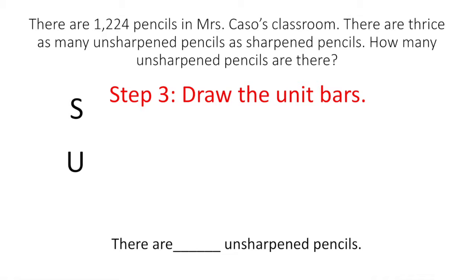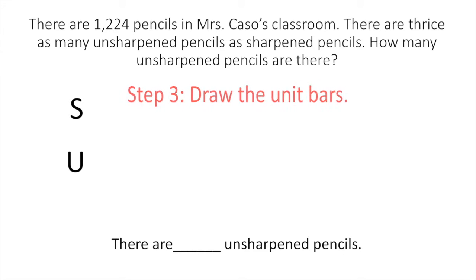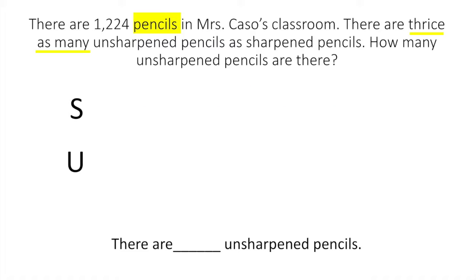Now I can begin drawing the unit bars. Again, I'll take it one line at a time. The first line says, there are 1,224 pencils in Mrs. Queso's classroom. That's the total amount, but I don't have the bars drawn yet. So I'm going to hold that to the side and label that after I make my bars. I'll go to the next sentence to see if that information can help me create the bars for sharpened pencils and unsharpened pencils. It says there are thrice as many unsharpened pencils as sharpened pencils.